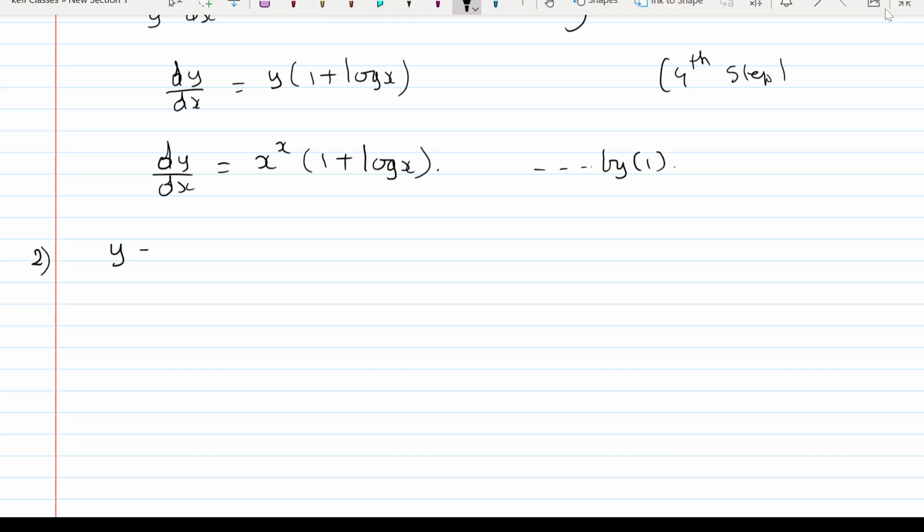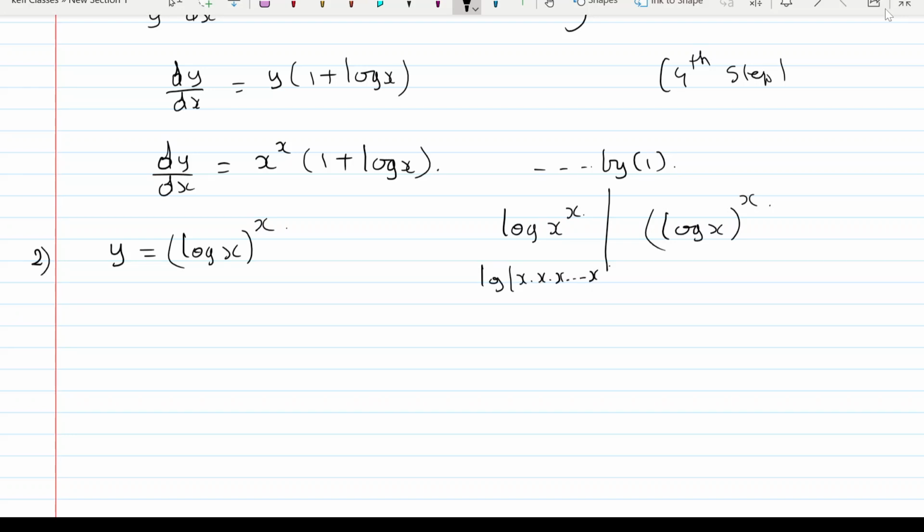Second one, y is equal to log x, the whole thing raised to x. Now again, remember there is a difference between log x raised to x and log x, the whole thing raised to x. 2 different things. Okay, they are not same. This is log x raised to x. So it is x multiplied x times. Okay, this essentially is log x into x into x into x times. ठीक है, whereas this is log x into log x into log x x times. Okay, two different things. समझ रहे हैं?